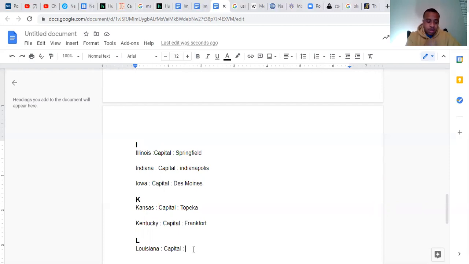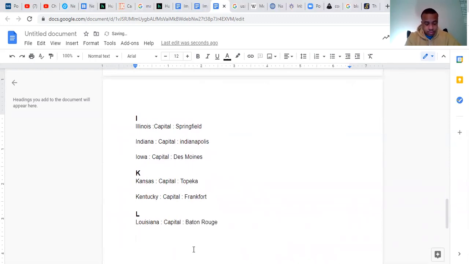Go figure. Now, in Louisiana, we know the most common city is New Orleans. Yes, but it's one of those other states where the most popular city by name is not the capital. The capital of Louisiana is Baton Rouge. Capital of Louisiana is Baton Rouge.